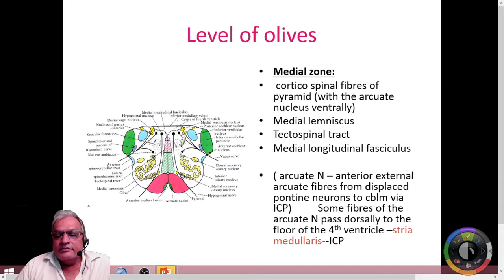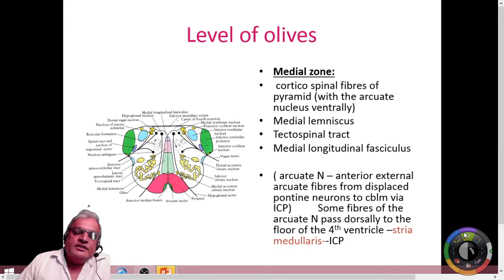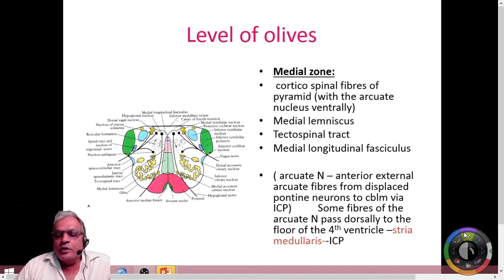To have the anterior external arcuate fibers. Now, when you look at the floor of the fourth ventricle, you can also see some fibers coming from this arcuate nucleus, which will pass transversely. There it is more obvious. That is what is called the stria medullaris, and then that can pass through the inferior cerebellar peduncle to the cerebellum. So again, when you study the pons and the cortico-pontocerebellar fibers, you will be able to appreciate these fibers from the displaced pontine nuclei.